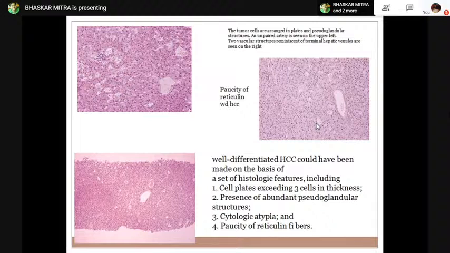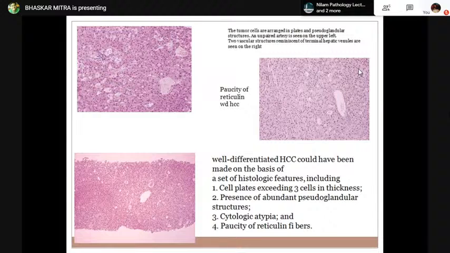Now coming back again to the morphology part. So what are my key points? First, paucity of the reticulin network, cell plates more than 3 cells thickness, presence of abundant acini, pseudoglandular or trabecular pattern, the cells showing atypia. These things are my key points. So even in the Trucut biopsy, if we don't see the typical morphological lobular network, we have to raise the suspicion. Look at the reticulin stain, more than 3 cell thickness, raise the suspicion.